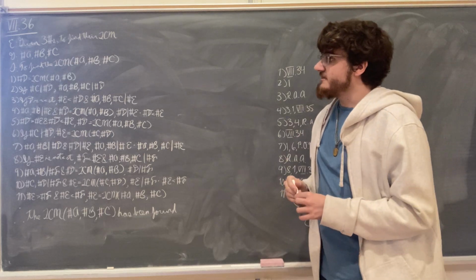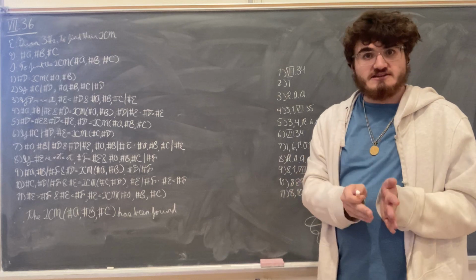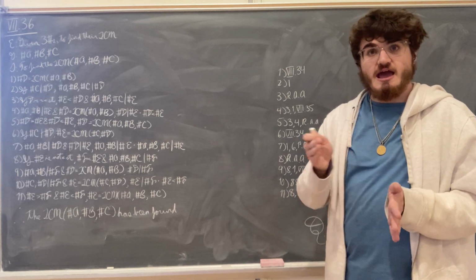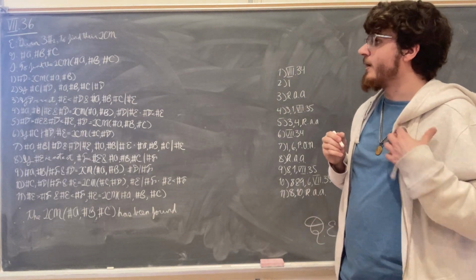We're going to begin by taking the least common multiple of A and B. We're going to call that the number D. So the number D is the least number which both A and B measure. We can of course find D by proposition 7.34.